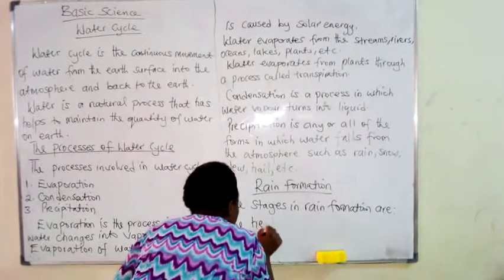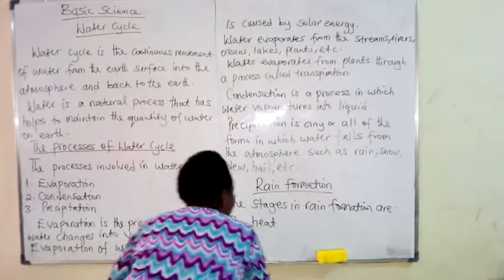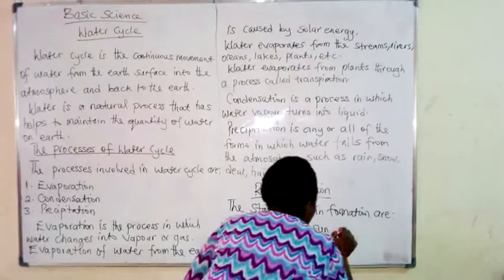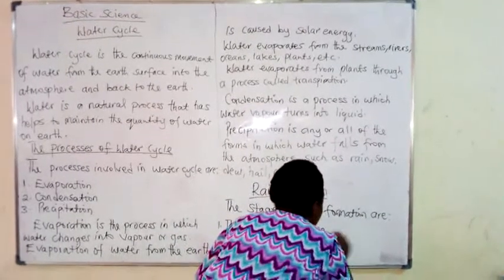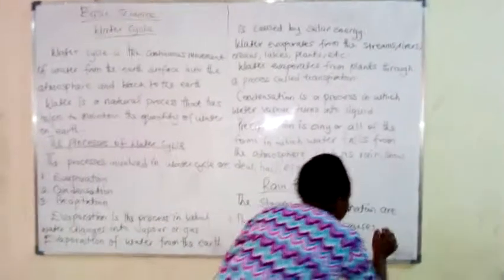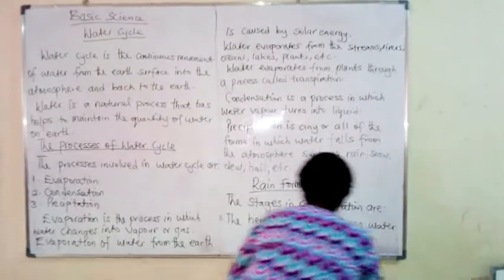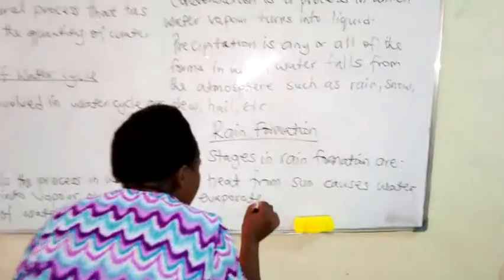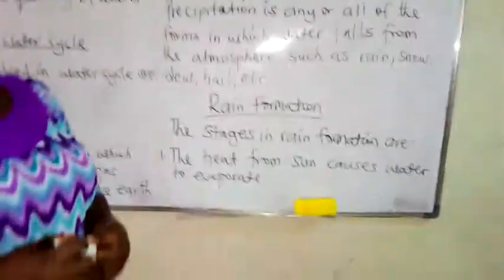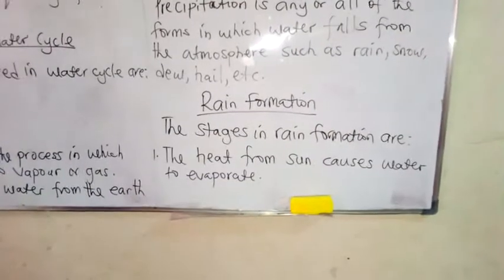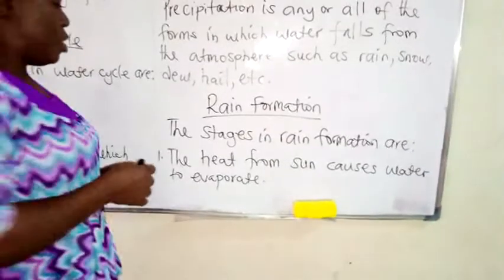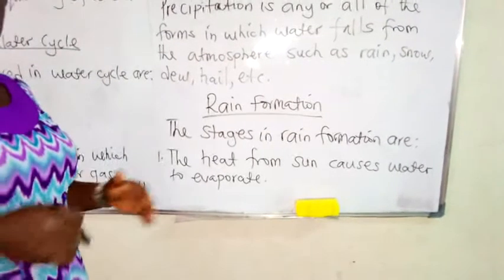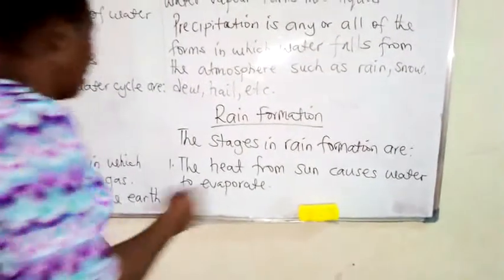The heat, that's number one. The heat from the sun causes water to evaporate. Now, when the heat causes the water to evaporate, I have told us that the next stage is the water vapor, the rising water vapor now goes into the atmosphere.